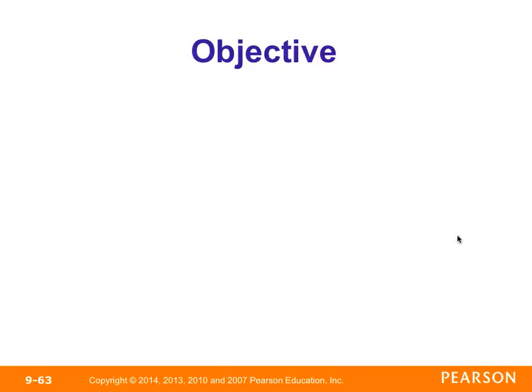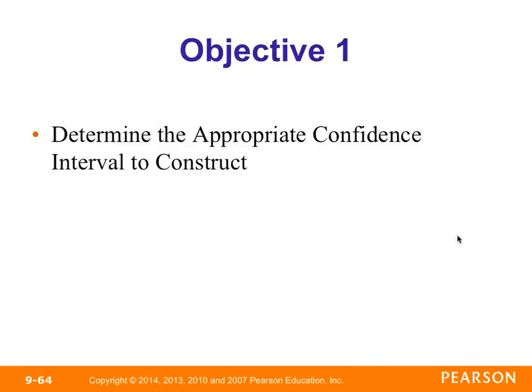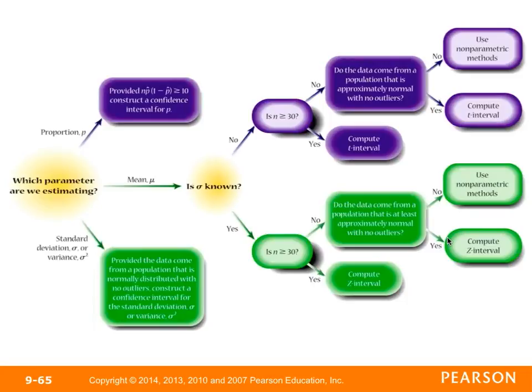Okay, so I want to show you a little slide that shows you how to put all of this stuff together. This is very helpful. This is in your textbook, but it will walk you through what exactly you should be doing when. So if you want to know what to do, basically you start with this question. It's like a nice little flow chart they have. So which parameter are we estimating? If you're estimating a proportion, you just go to this purple box right here. Basically, provided that n times p hat times 1 minus p hat is at least 10, you construct a confidence interval, just like we already learned.